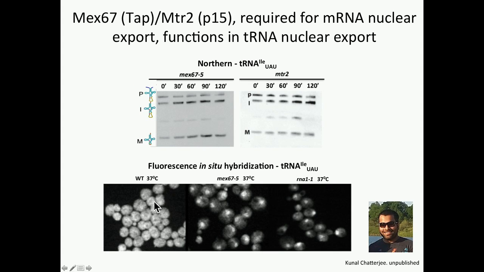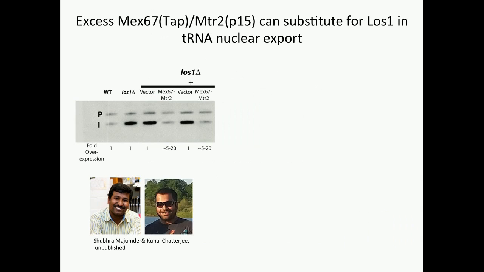If we do fluorescence in situ hybridization, you can see in wild-type cells, tRNAs are distributed throughout the cells, but after a 2-hour exposure to the non-permissive temperature, mutants accumulate tRNA in the nucleus. So they're defective in tRNA nuclear export.